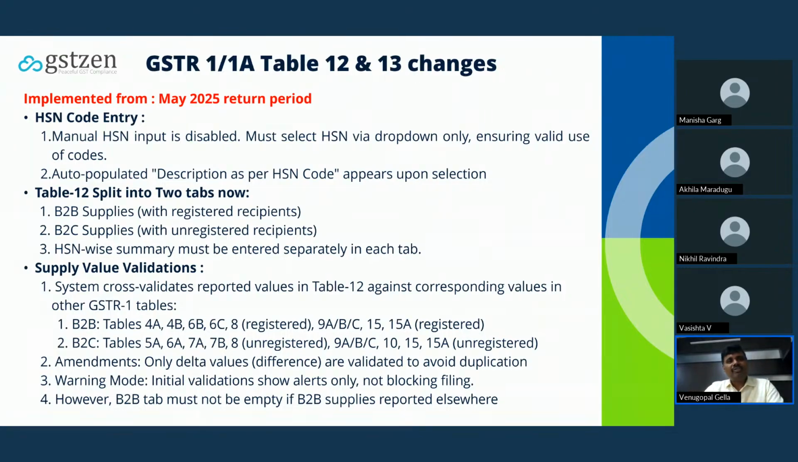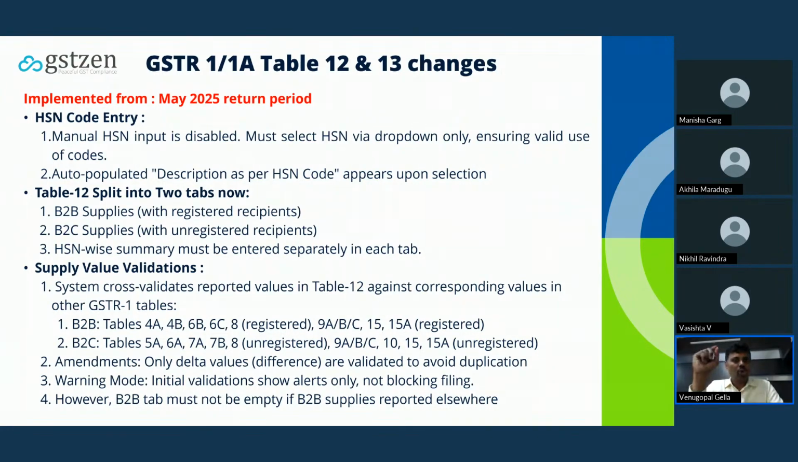As of now, the portal is giving you a warning. Whenever the data is mismatched, it gives you a warning. Even if you don't correct it, you will be able to file. It is not going to block you. So be aware that it is going to give you that. And the B2B tab cannot be empty if you have B2B reports. This validation was there from the beginning. The warning you see is only for B2C, but for B2B, if you are reporting a turnover in table 4, you cannot leave the table 12 B2B section empty and file the returns.